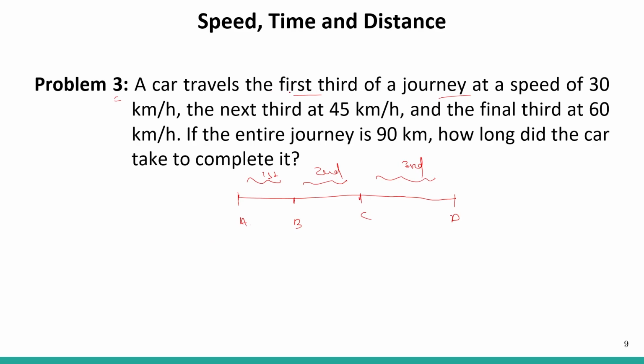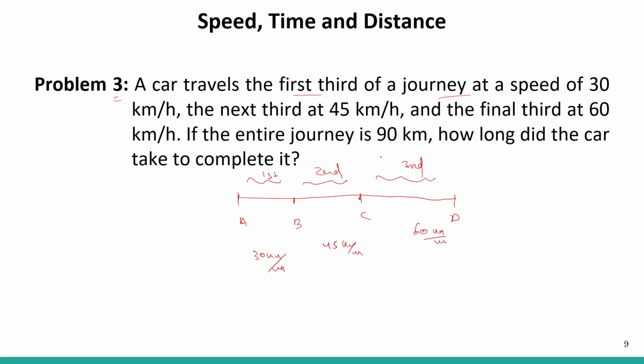A car travels the first third of the journey at a speed of 30 km per hour. Here 30 km per hour is the speed. The next third is at 45 km per hour, and the third one at 60 km per hour.